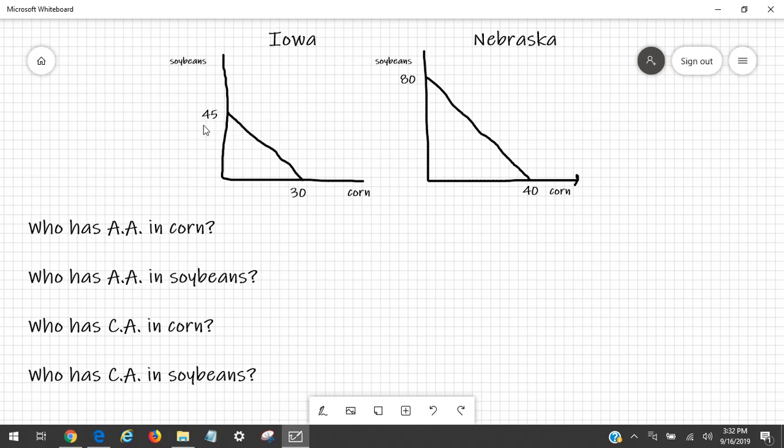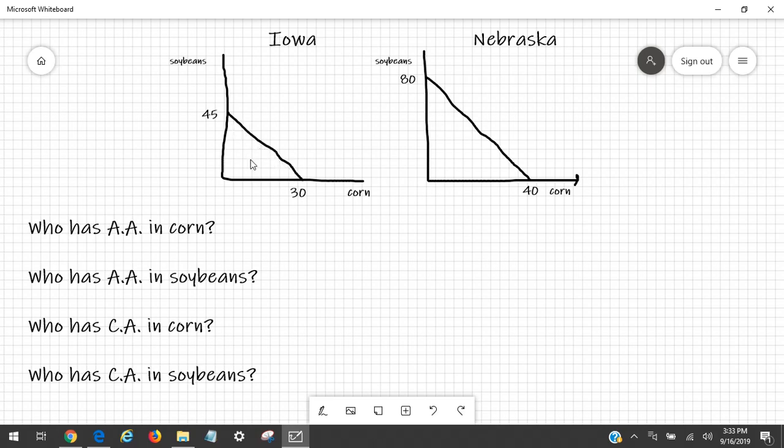In one growing season, Iowa can produce 45 bushels of soybeans, or if they concentrate all their resources on the production of corn, they can make 30 bushels of corn. This demonstrates the trade-off between soybeans and corn they face. They can either use all their resources to make soybeans and end up here on their PPF, or use all their resources on corn and end up down here at this endpoint, or have, of course, any combination along this PPF line.